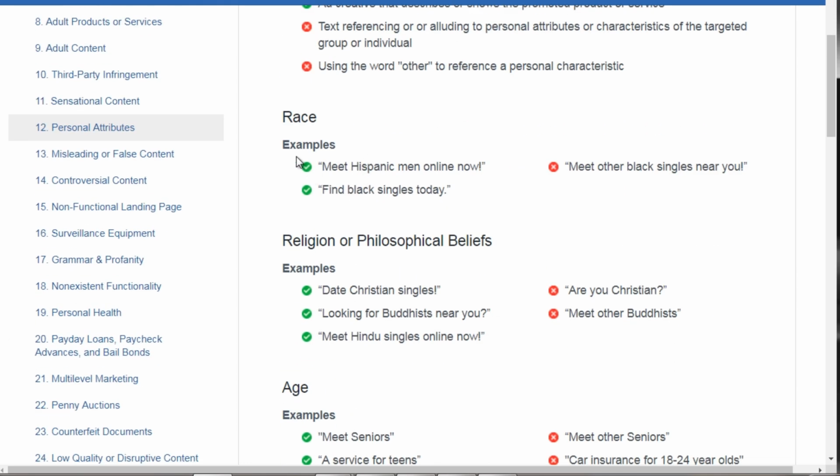So for example, race. You can say, meet Hispanic men online now, or find black singles today. Because this doesn't assert or imply that you are that race. But it says, meet other certain race singles near you. So what this implies is that you are black because it says the other. So you can't say meet other, whatever race, singles near you, because it implies that race.